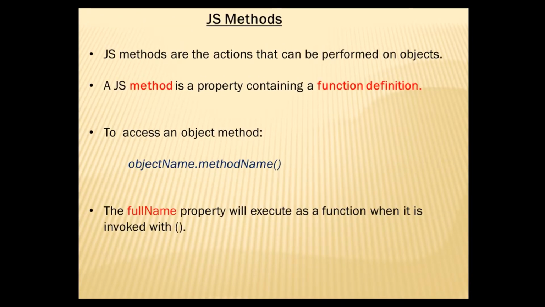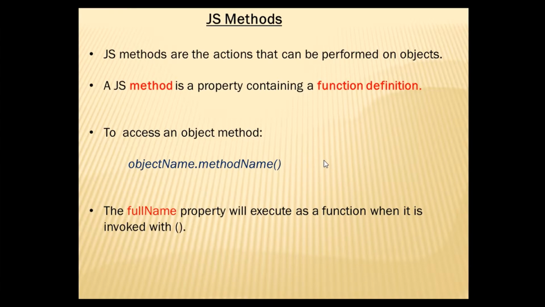JavaScript methods. Now, what are methods? JavaScript methods are the actions that can be performed on objects. A JavaScript method is a property containing a function definition. We have already seen functions, and if you don't know about functions in JavaScript, you can check out my complete playlist on JavaScript over here and you'll get the concept of functions. Just click the icon over here and the playlist will come. To access an object method, you use this syntax: objectName.methodName. We're going to look at this in detail later when I give you the demo.